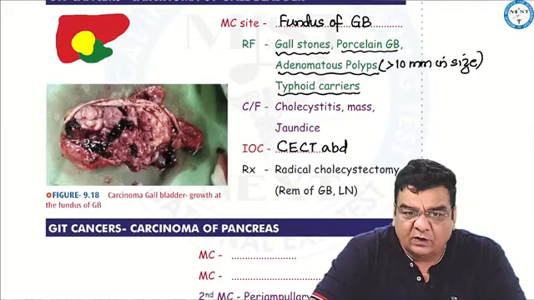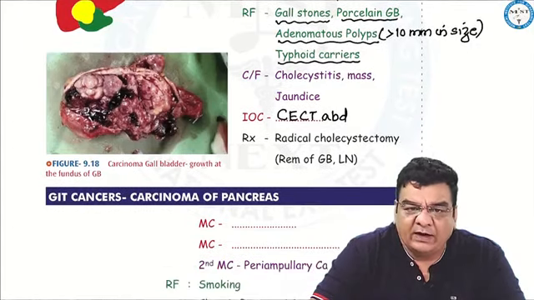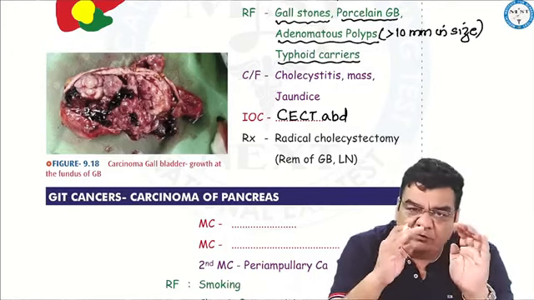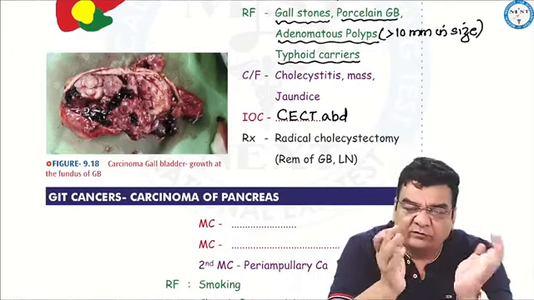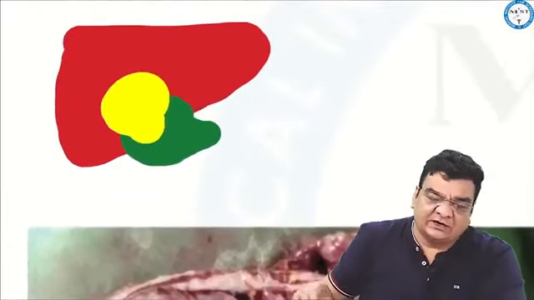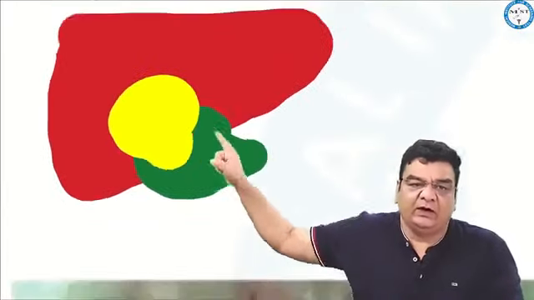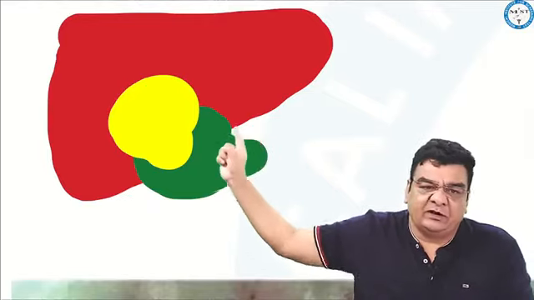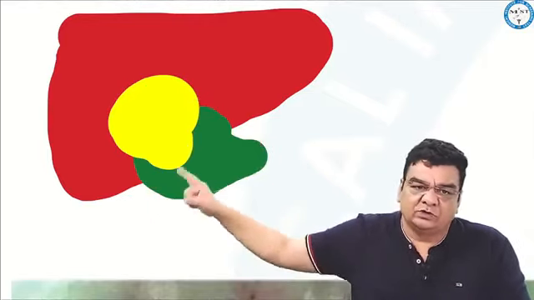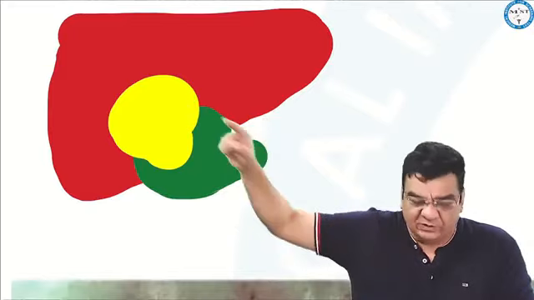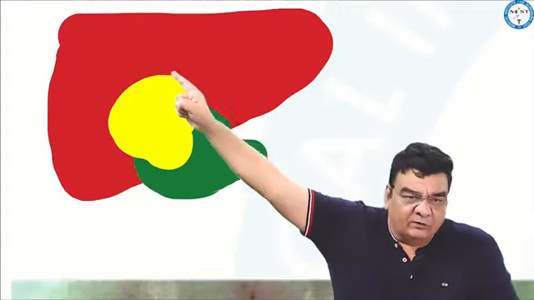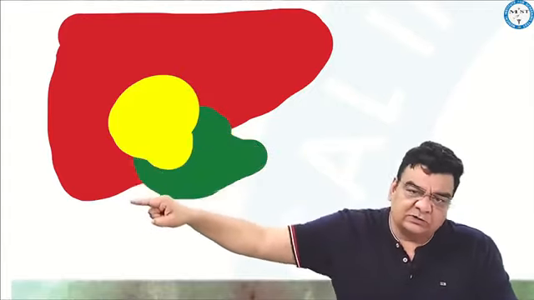For malignancy of the gallbladder, we have to do a radical cholecystectomy. That means we not only have to remove the gallbladder but also the lymph nodes around it. And also, my dear friends, if by chance the gallbladder cancer is going into the liver, then just by removing the gallbladder, the cancer is not going to go.